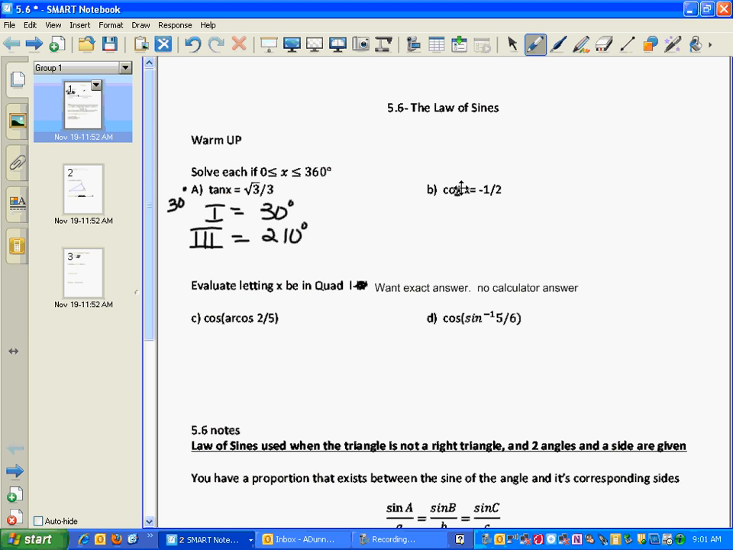All right, what's the cosine of what angle is 1/2? Okay, so our reference angle is 60 degrees. Where is the cosine negative? Second and third. So if it's in the second quadrant, what's our angle measure? It's going to be 180 minus 60, so 120. And if it's in the third quadrant, it's going to be 180 plus 60, which is 240 degrees.